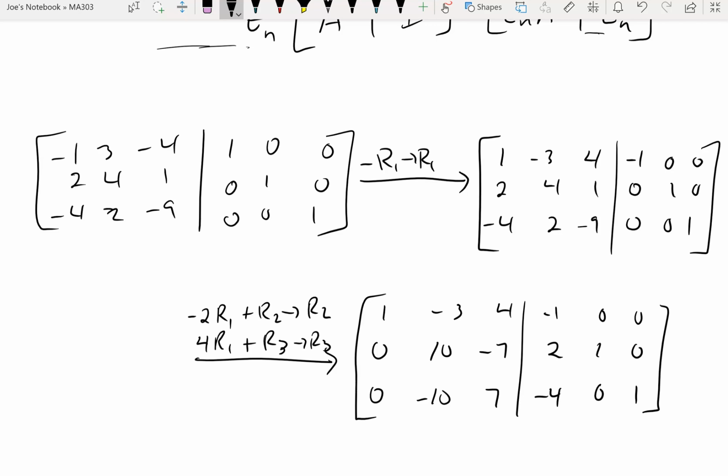Does the 1 not change? Oh, never mind. Okay, I can do that.